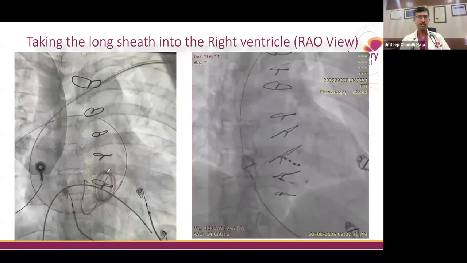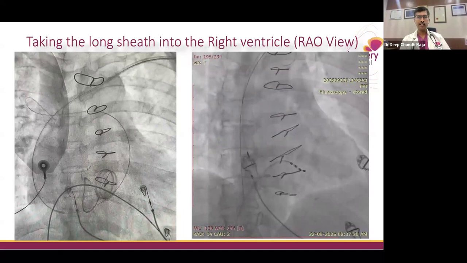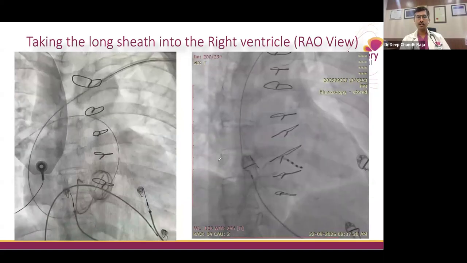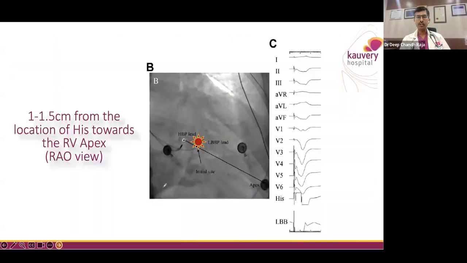The second part is choosing the site of penetration. So we prefer to have the right anterior oblique view, preferably 30 degrees. There are different ways where we would visualize the plane of the tricuspid annulus. With building of experience, one would directly visualize the tricuspid anterior annulus with a fat pad. The superior part of the tricuspid annulus is where the His bundle is located. In the early part of implants, this was how Huang had started the implants. He would place a His bundle lead, and then he would take a left bundle branch lead deep into the ventricle, 1 to 1.5 centimeter distal from the His bundle towards the right ventricular apex.